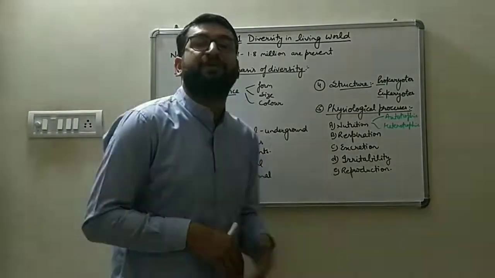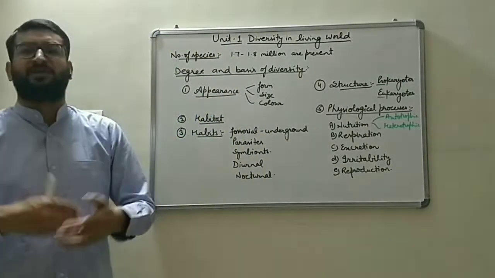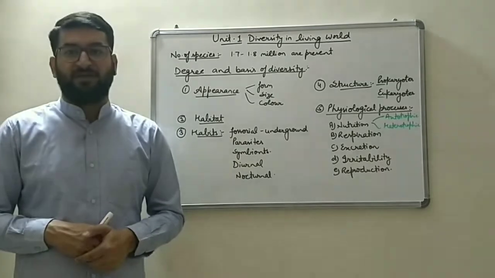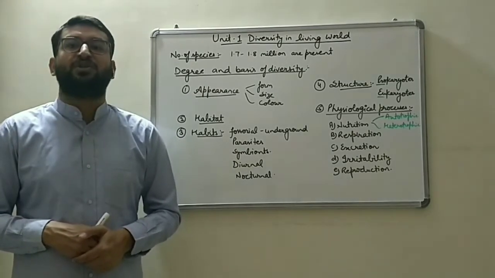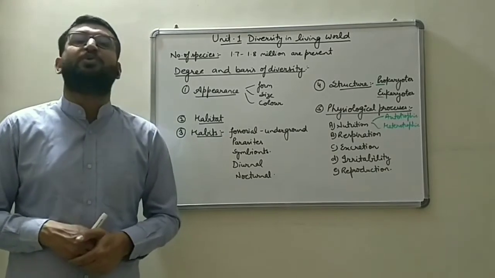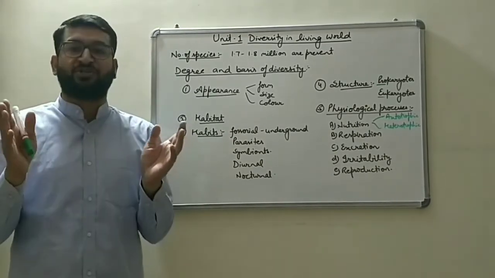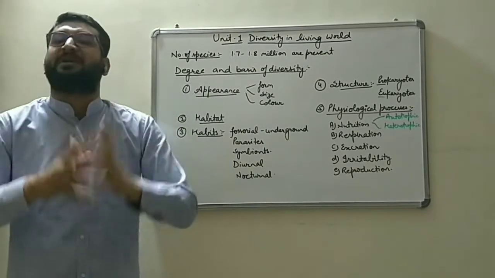The last one is reproduction. Re means again, and production means to produce something, to produce young ones. So the process in which new organisms are produced from the pre-existing ones is known as reproduction. These are two types: sexual reproduction and asexual reproduction, which are further divided into subtypes.